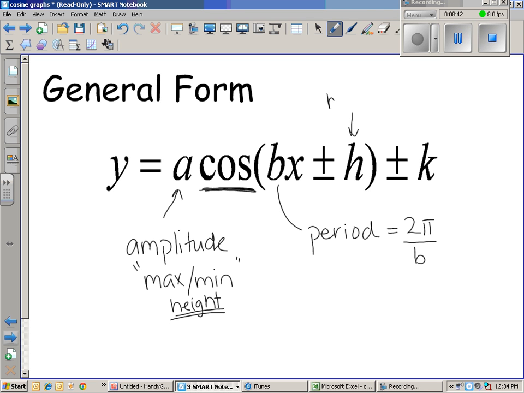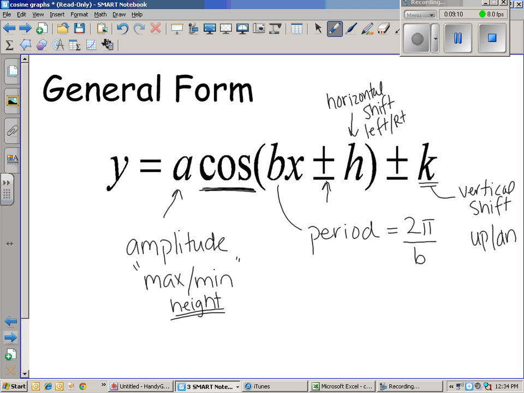H is still going to represent a horizontal shift. The horizontal shift means left or right. So we're talking left or right. And remember, inside is opposite. So a plus sign means left and a minus sign means right. And here, the last one, this is going to be our vertical shift. And our vertical shifts are up and down. Okay? Up or down. If it's positive, it's up. If it's negative, it's down. Okay? And we're going to use the same patterns that we used for sine to develop our cosine.